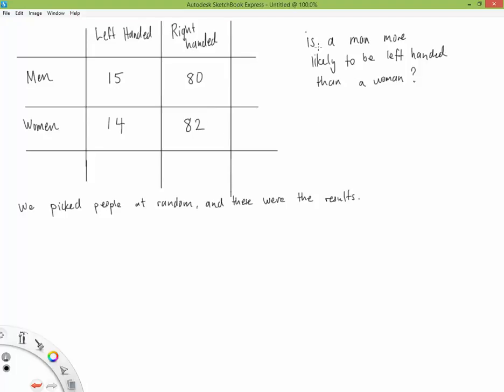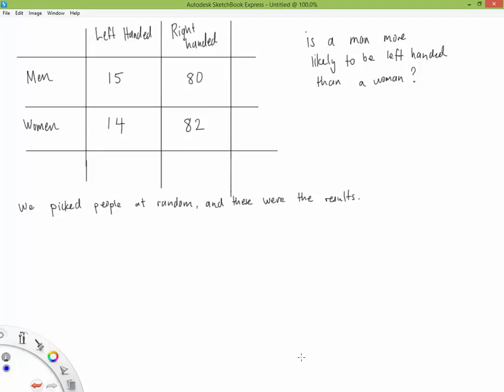Does this mean a man is more likely to be left-handed than a woman? That's our question. Okay, so go ahead and do the math. You should get two numbers to compare, and that should point at how we should answer the question.